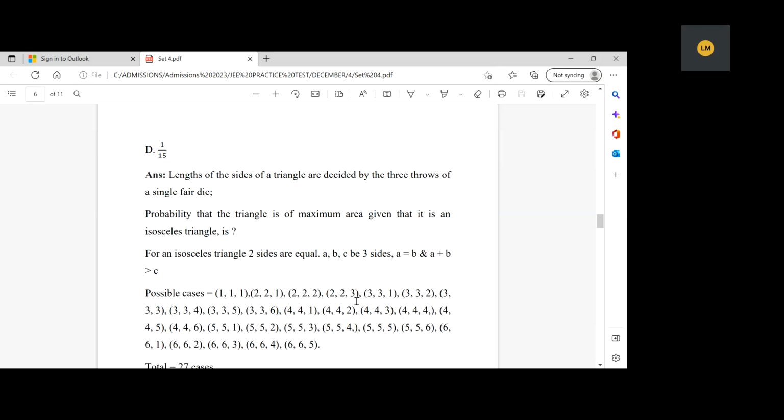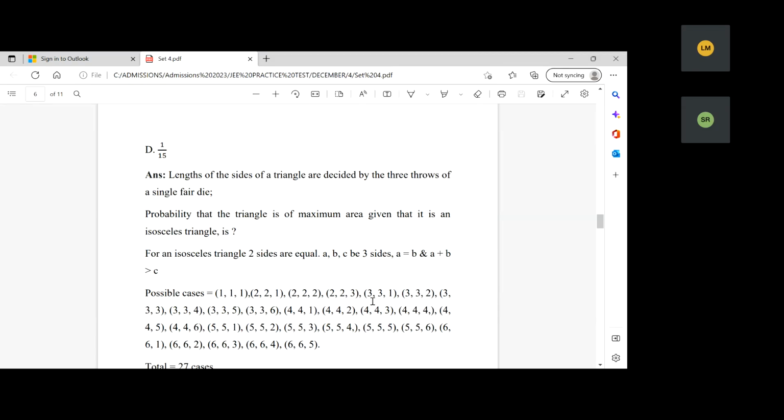So these are the combinations that will happen. The first combination is 1, 1, 1. It will satisfy all these things, right? A equal to B and A plus B is greater than C. The second one is 2, 2, 1. Then what are other combinations? 2, 2, 2, 2, 2, 3. The 4 will not happen because this will not satisfy. The 4, 5, 6 values will not happen here because it will not satisfy this criteria.